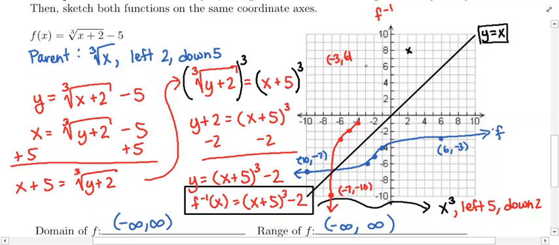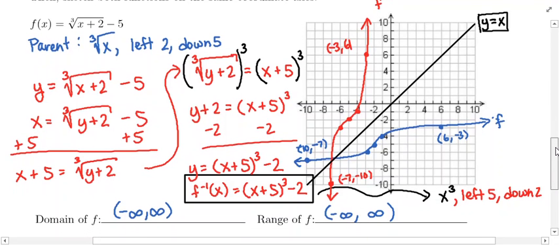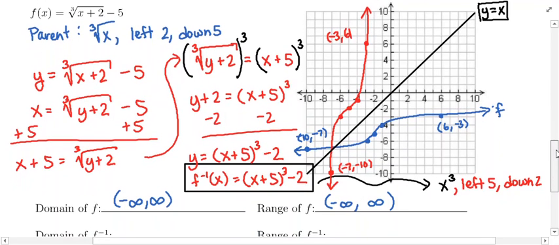So here, left 5, 1, 2, 3, 4, 5, down 2. There you see, (-3, 6) is indeed on the graph of the inverse. So it's all checking out. This is why I tell you to check yourself. It's really easy to make a mistake. Since (6, -3) is on the graph of the original function, we do indeed see (-3, 6) on the graph of the inverse. You can check the other points if you want to, but they should check out.